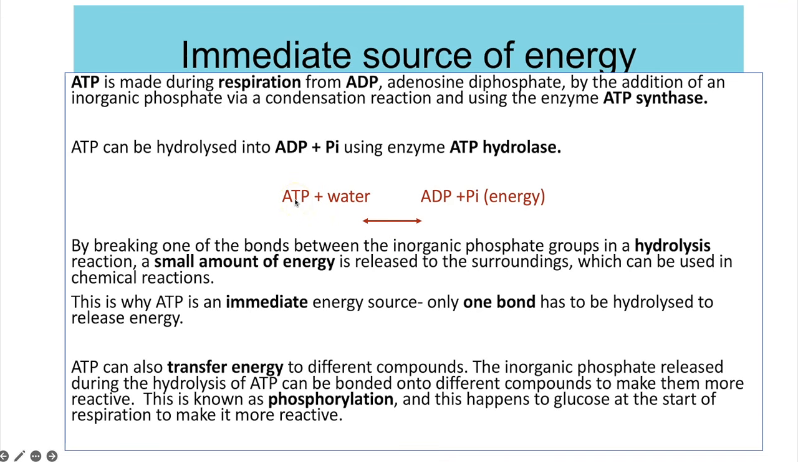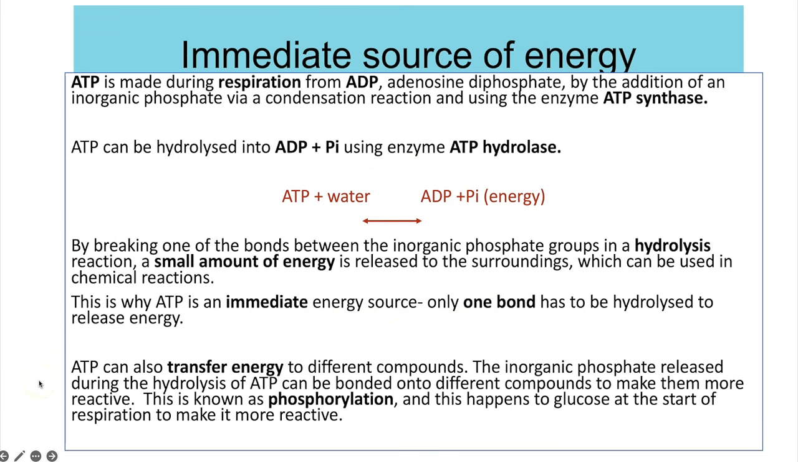ATP can be hydrolyzed back into ADP plus Pi. It's a hydrolysis reaction, so water is added, and with the help of the enzyme ATP hydrolase catalyzing this reaction, it will split or hydrolyze ATP into ADP plus Pi, and that's when energy is released, when the bond between those inorganic phosphates is broken. This is done immediately. You don't actually store ATP, so that's why ATP is known as an immediate energy source. You also get this energy very rapidly because you only have to hydrolyze or break one bond to release that energy.